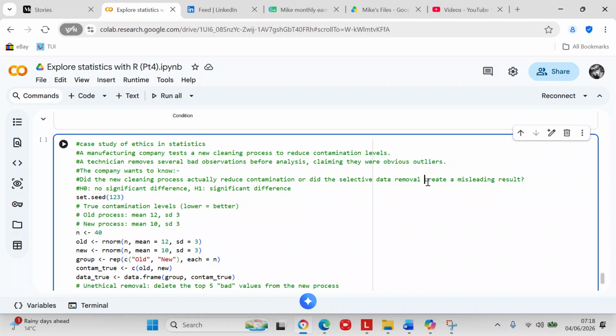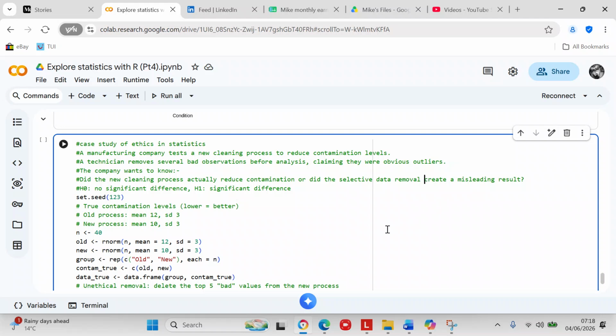Now we're going to set up our true contamination levels, and the lower the level the better. So the old process has a mean of 12 and a standard deviation of 3, and the new process has a mean of 10 with a standard deviation of 3. n equals 40, so that is the number of samples.